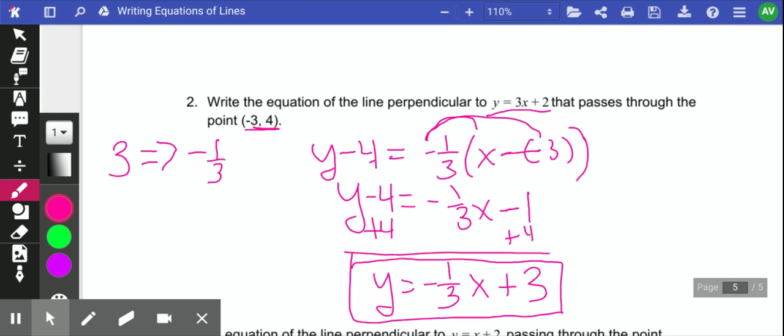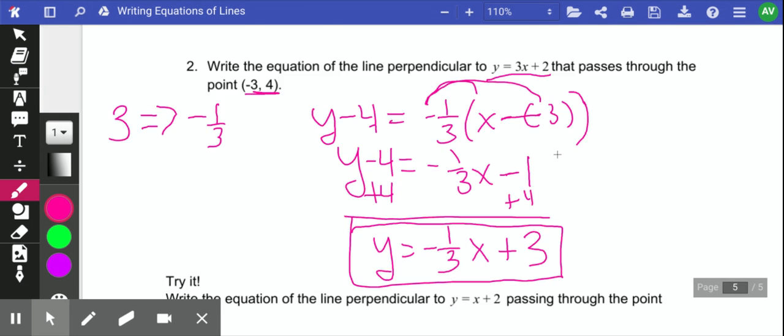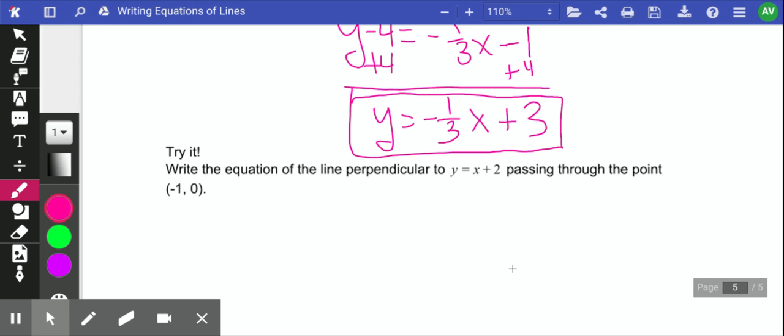And that's our equation. All right, very good. Now, this is your try it problem.